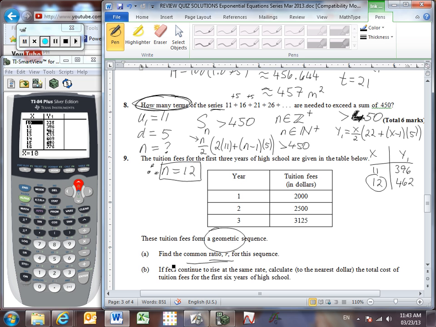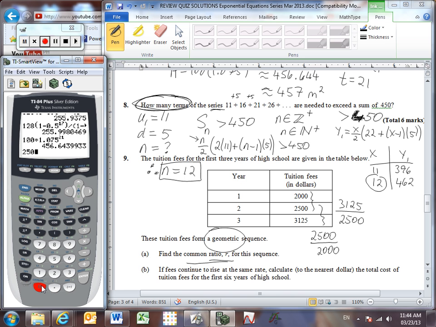We know that a ratio is found by taking a pair of terms and writing them in reverse order, so I'll write the second one and then the first one, and because it's geometric, I'm going to be dividing. And I could verify with the other pair of terms, 3,125 divided by the one in front of it. Let's calculate what each of these are.